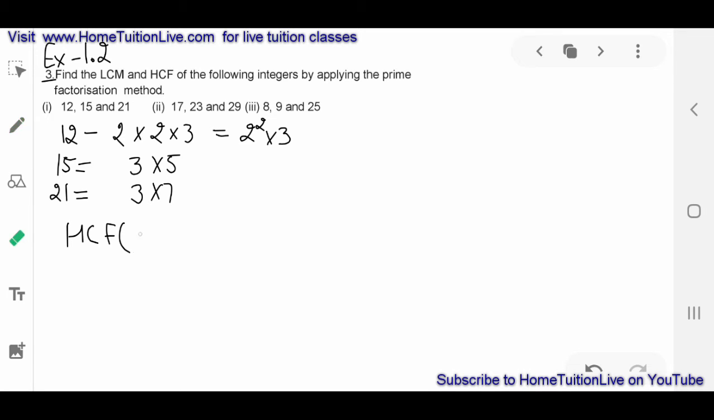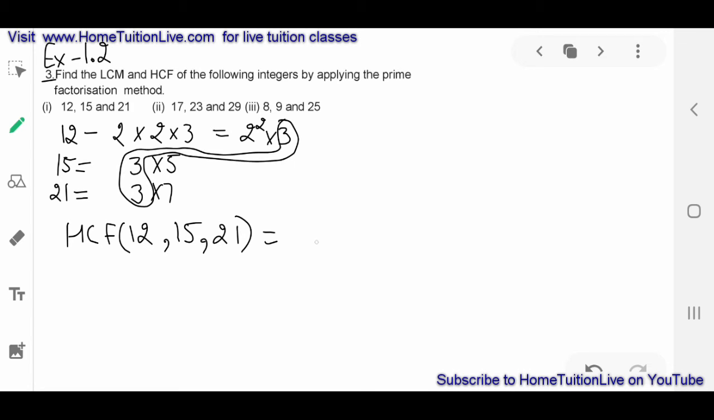So the HCF of 12, 15 and 21: the factor common in all the three is 3. And what is the highest power? Already 1. So the highest common factor of all these numbers is 3.